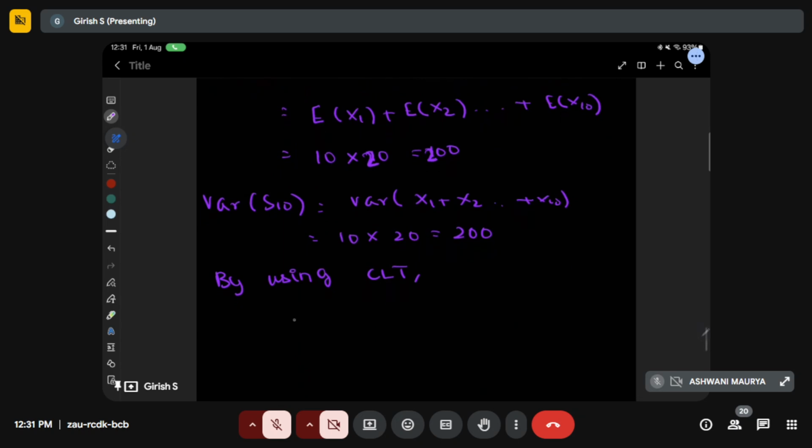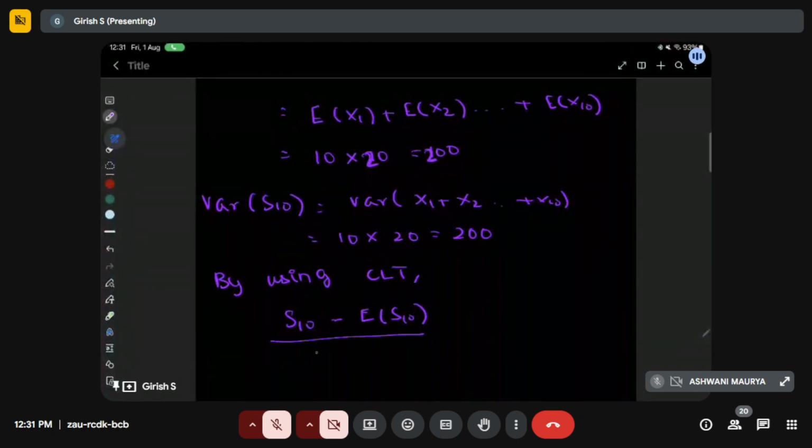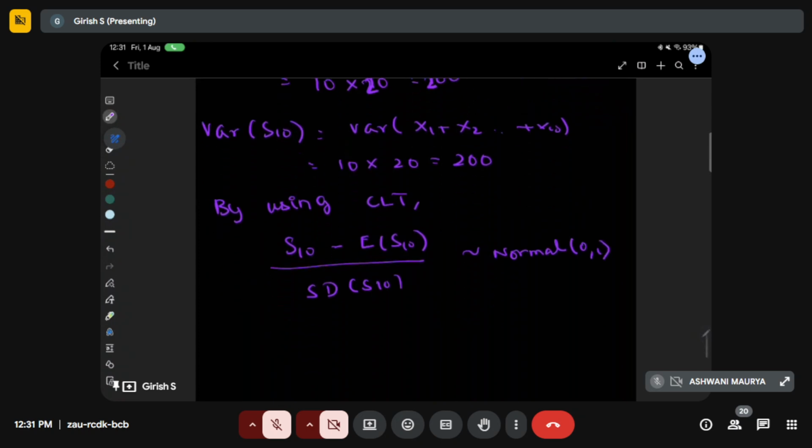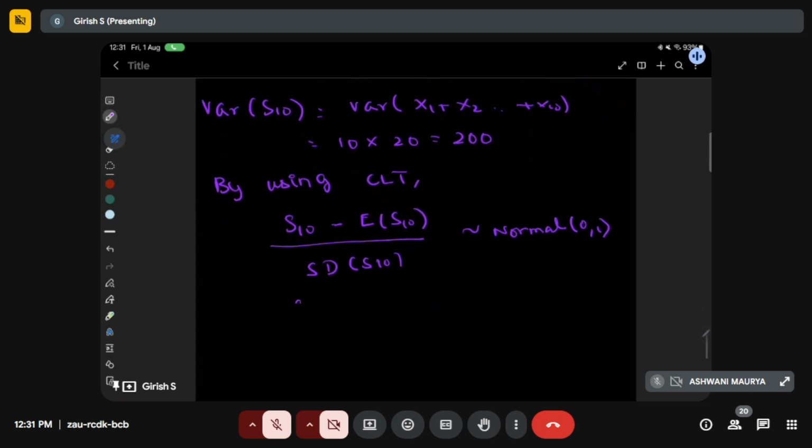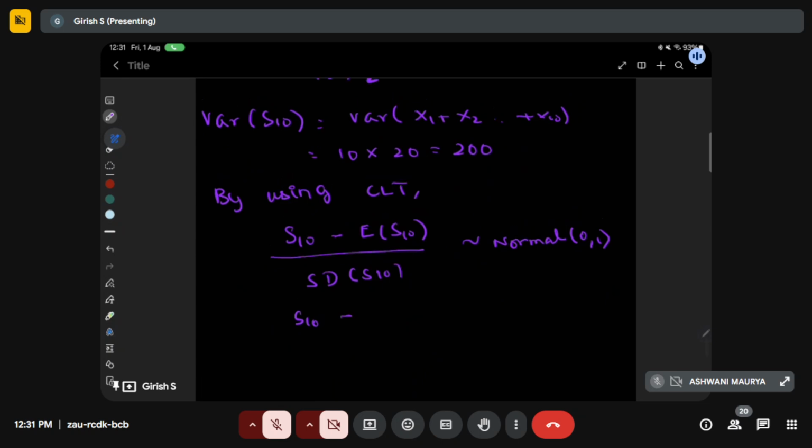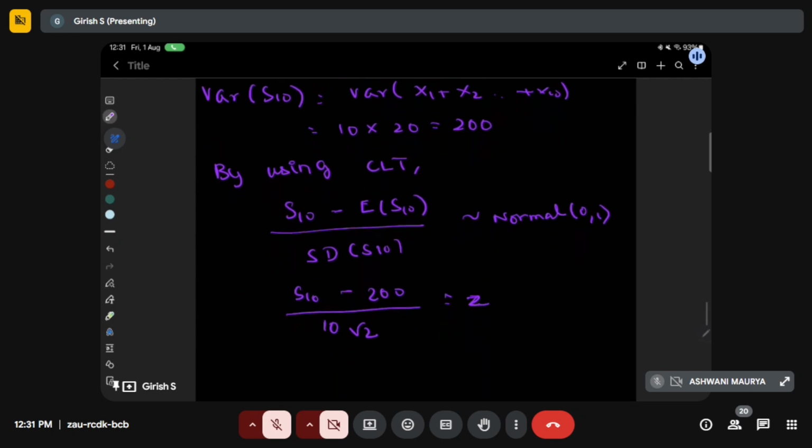We can say S10 minus expectation of S10 divided by the standard deviation of S10 follows a normal distribution, normal of 0, 1. S10 is S10 only, expectation of S10 is 200, and the standard deviation is 10 root 2. This is your Z. Is this clear? Yes.